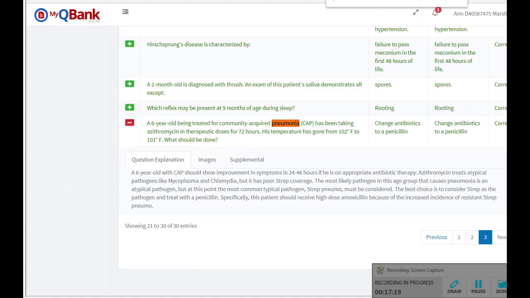The most likely pathogen in this age group that causes pneumonia is an atypical pathogen, but at this point the most common typical pathogen, strep pneumoniae, must be considered. The best choice is to consider strep as the pathogen and treat with a penicillin. Specifically, this patient should receive a high-dose amoxicillin because of the increased incidence of resistant strep pneumo.